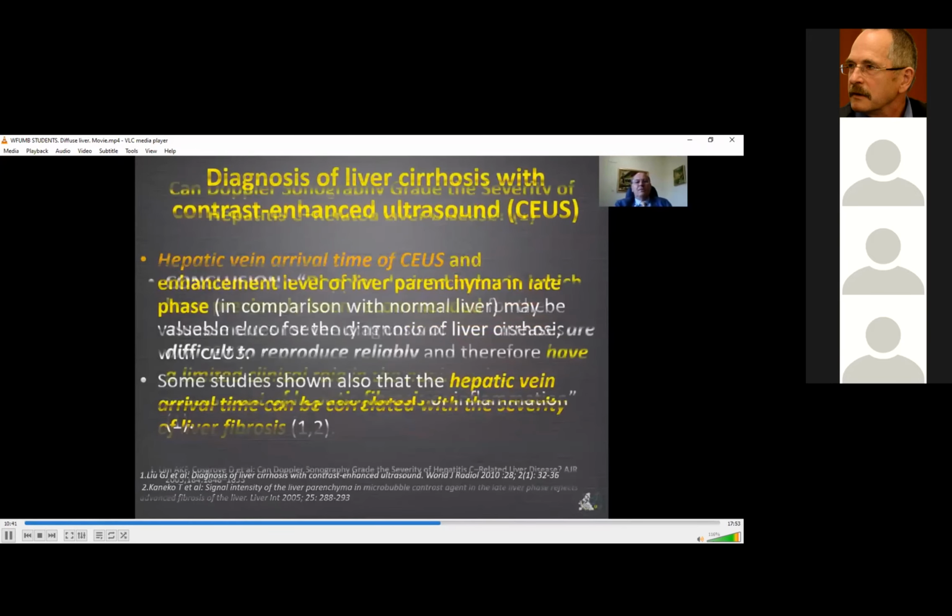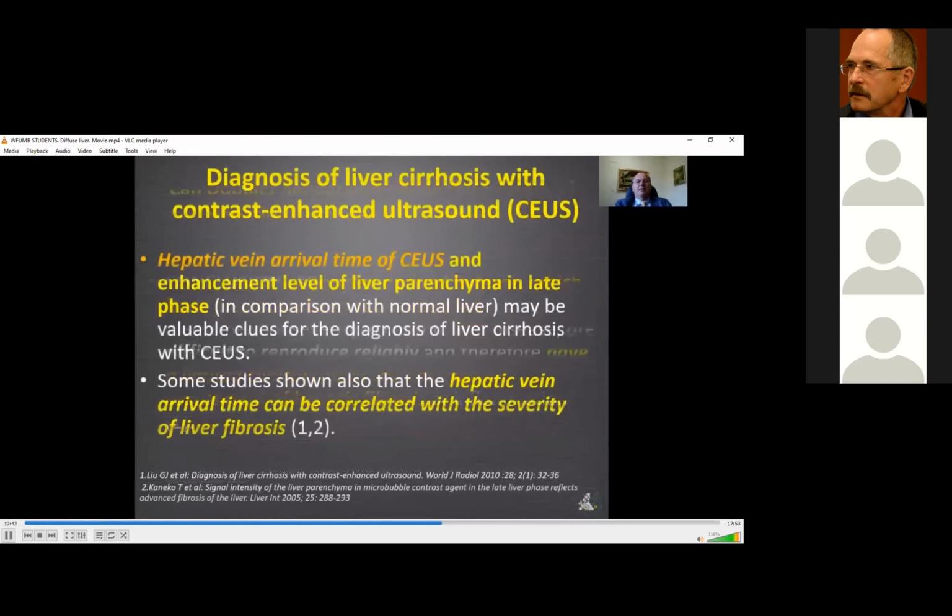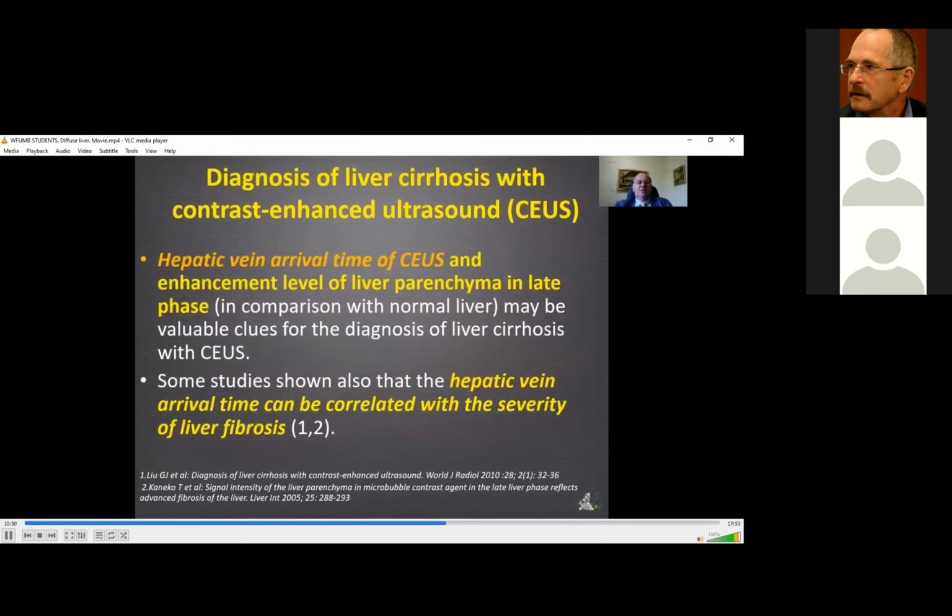We can maybe sometimes use contrast-enhanced ultrasound, injecting the contrast, and then the hepatic arrival time of contrast and enhancement in the liver parenchyma can be used as a sign of advanced fibrosis. And some studies show that hepatic vein arrival time can be correlated with severity of fibrosis.